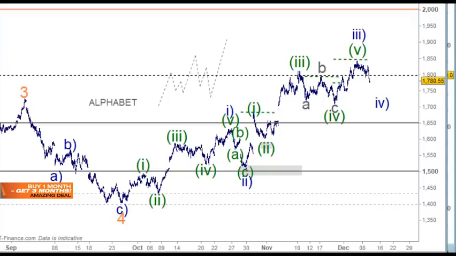Welcome to Trading Lounge and the US indices for the 10th of December. I'm going to start with Alphabet, Google here, and then we'll have a look at Apple as well.